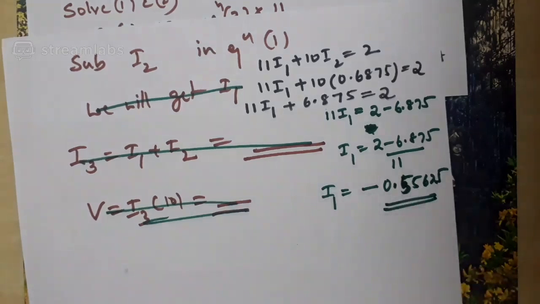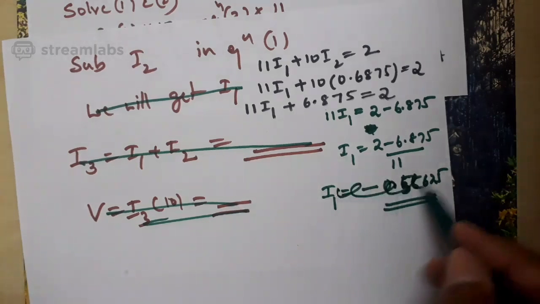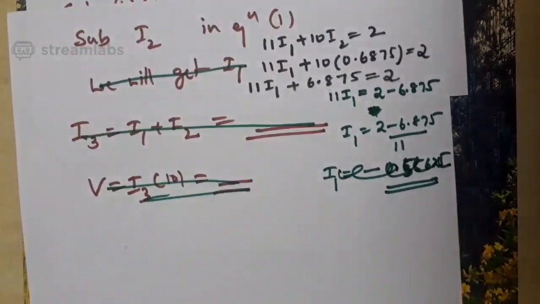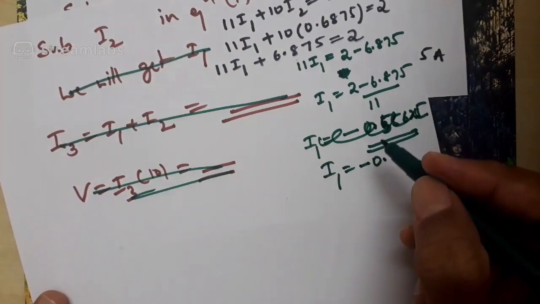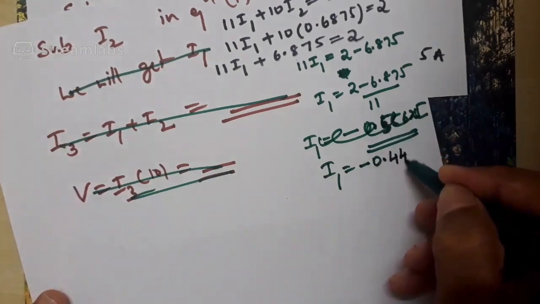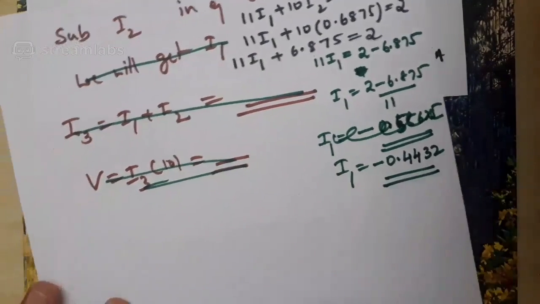Check the answer. It is 2 minus 6.875 divided by 11. Check the answer. That is minus 0.4431 or 0.4432, I can take a round figure.